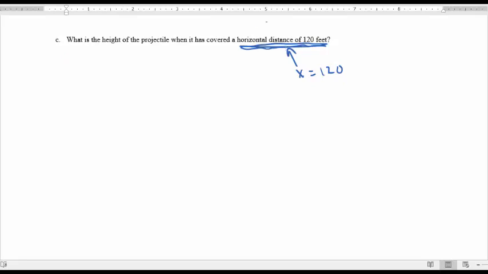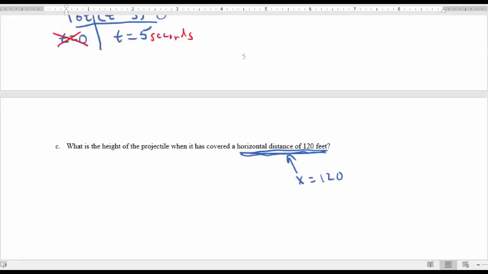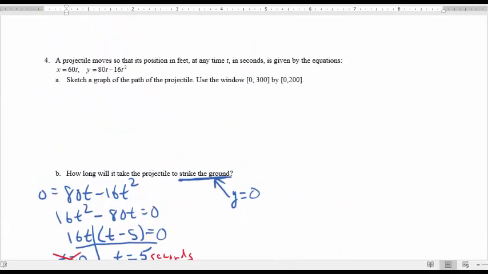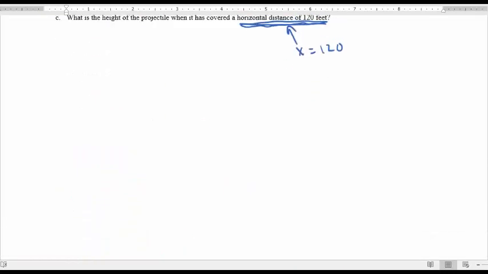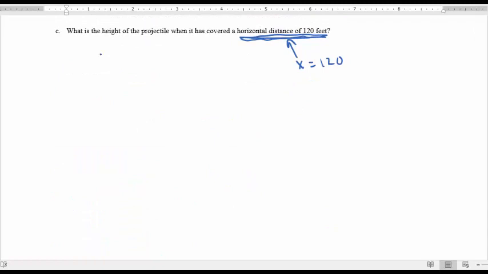So the x equation was, was it x equals 60t? Yeah, was x equals 60t. So we're going to have 120 equals 60t, and this is easy enough, divide by 60, and we get 2 seconds. But are we done here?